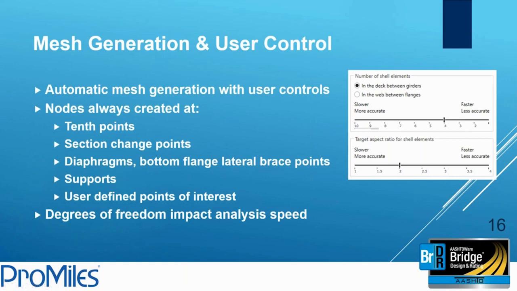So the first input says in deck between girders, and the second one is in the web between flanges. And the second input is target aspect ratio for shell elements. Now the first one, in the deck between girders, is applicable to all types of bridges, like reinforced concrete, pre-stress as well as steel.